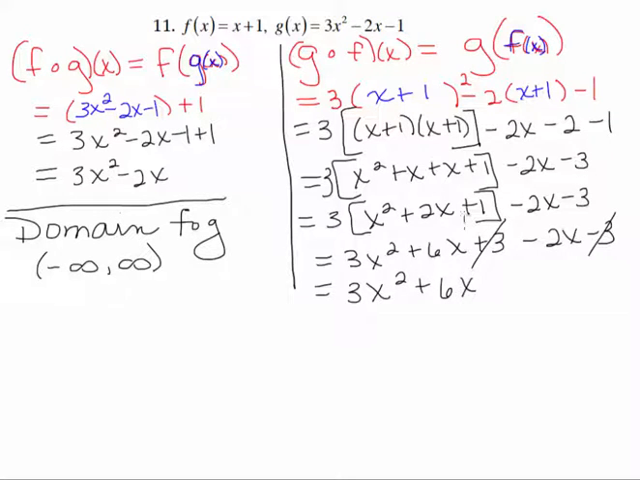Whoops. I have some like terms. Let's see if I can find the eraser here. I have some like terms I missed. Okay, so I just saw that I have a 6x and a minus 2x that can go together. So 6x minus 2x is 4x. And that is done. And now we just need the domain.